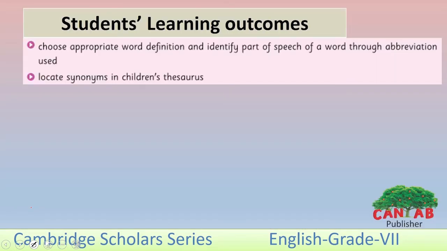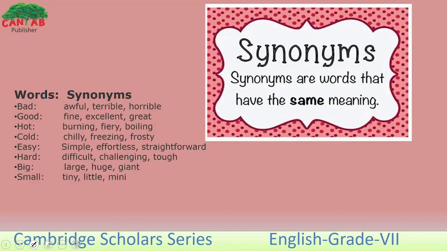Now look at the second SLO of this lesson. Look at synonyms in the children's thesaurus. First we will discuss synonyms. Let's have a look here. What are synonyms? Synonyms are words that have the same meaning. They are different words, with different spellings, but they have almost or nearly the same meaning. Look at the examples here.